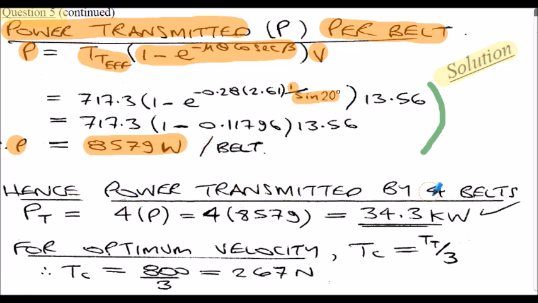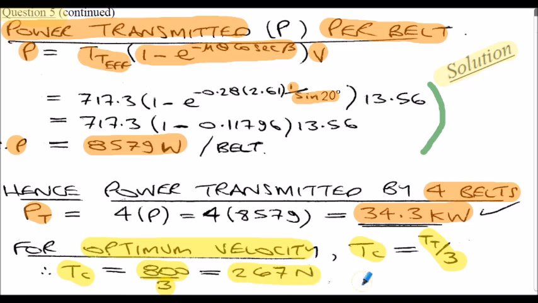But don't forget we have 4 belts, so the total power transmitted for the first part of the question is 34.3 kilowatts. So for the second part of the question, we now have to consider the optimum condition, and the optimum condition occurs when the centrifugal tension Tc is 1/3 of the total tension Tt. So Tc in this case is 800 divided by 3, so 267 newtons. That's the value of the centrifugal tension when we have optimum power conditions.